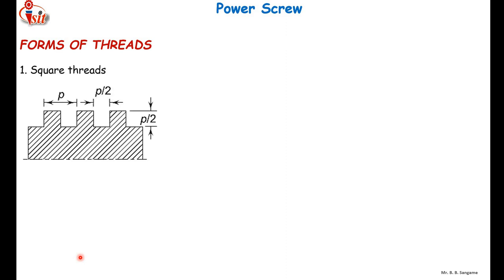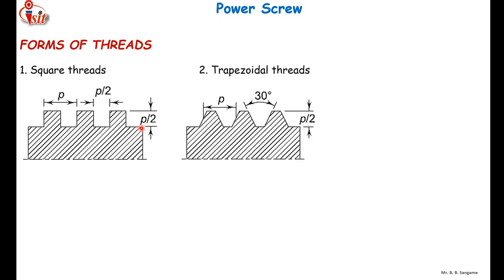Now we will discuss about the different thread profiles, that is forms of threads. First one is the square threads. Here you can see that the profile or the pattern of the thread looks like a square, so it is called as a square thread. Second one is the trapezoidal threads. The form of thread or the profile of thread looks like a trapezoid which is having an included angle of 30 degree, so it is called as a trapezoidal thread.